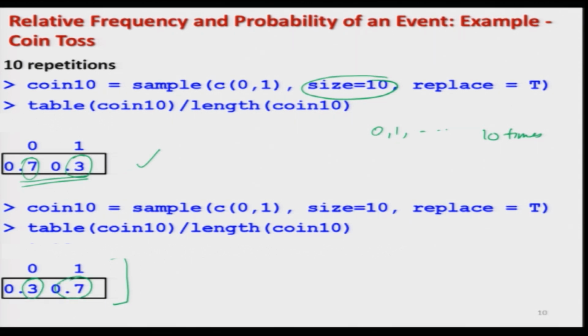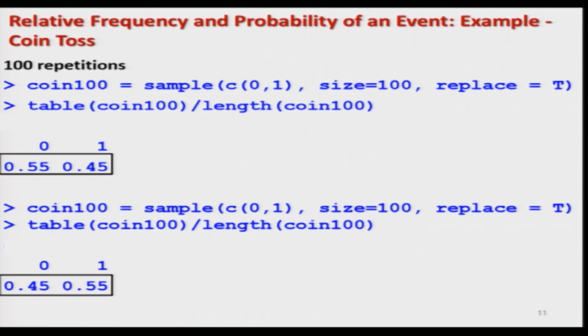But here, if you try to see, we have repeated the experiment only 10 times. Now, I try to repeat it and conduct the experiment 100 times, so that we get 100 values of heads and tails, right. In this case, you can see that we use the same command, table coin 100 divided by length coin 100, but the number of heads is coming out to be 55 and the number of tails is coming out to be 45, right.